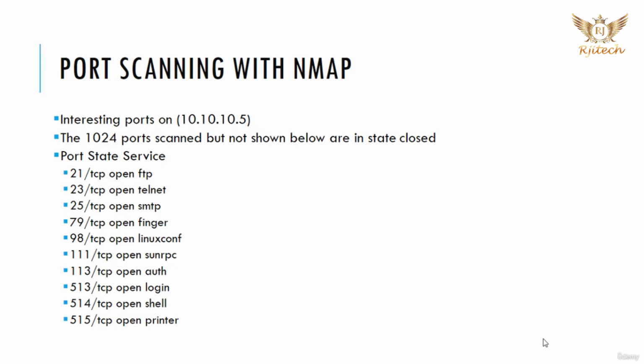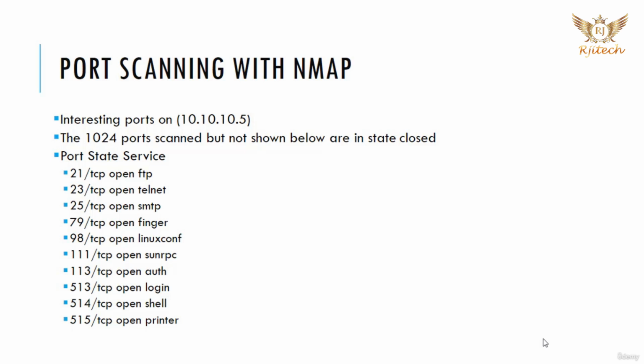This is an output of Nmap for port scanning. Let's see what this output tells us. It says that it has scanned the machine having the IP address 10.10.10.5. It scanned the ports that are less than 1024 for their state, either closed or open. We can see this machine is very vulnerable.